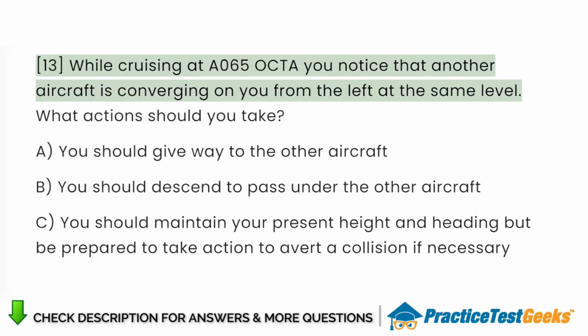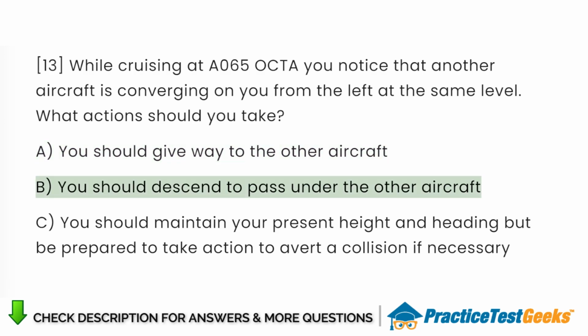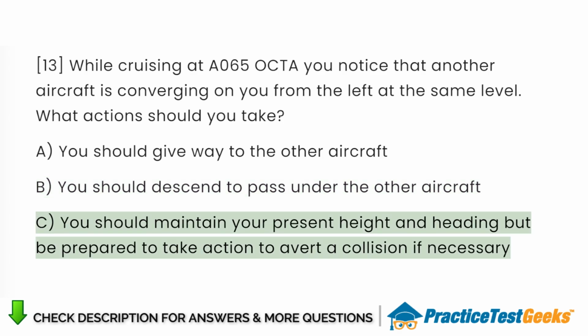While cruising at A065 OCTA, you notice that another aircraft is converging on you from the left at the same level. What actions should you take? A. You should give way to the other aircraft. B. You should descend to pass under the other aircraft. C. You should maintain your present height and heading but be prepared to take action to avert a collision if necessary.